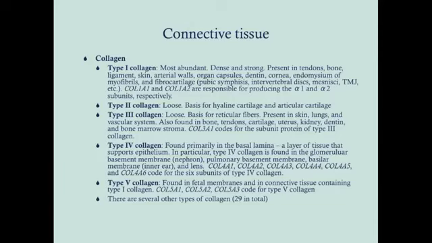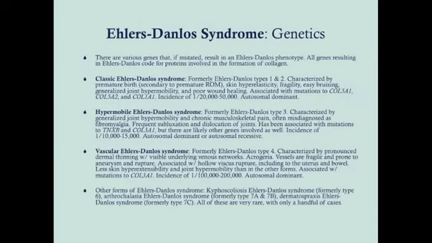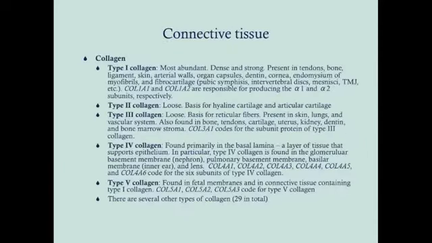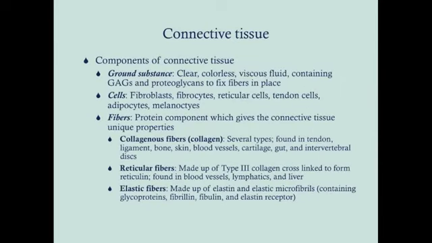Okay, so I think that's all I wanted to talk about as far as collagen. And just to add here, blood and lymph are also considered components of connective tissue, but they don't contain fibers. They contain plasma, which could be considered equivalent to ground substance, and they also contain cells, but they don't contain the fibers.